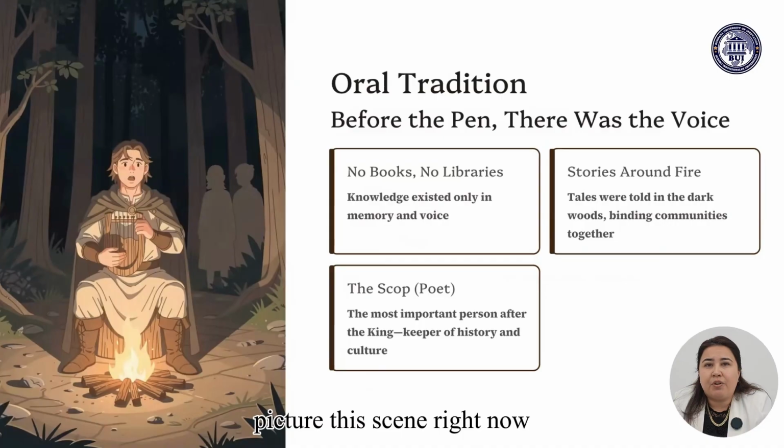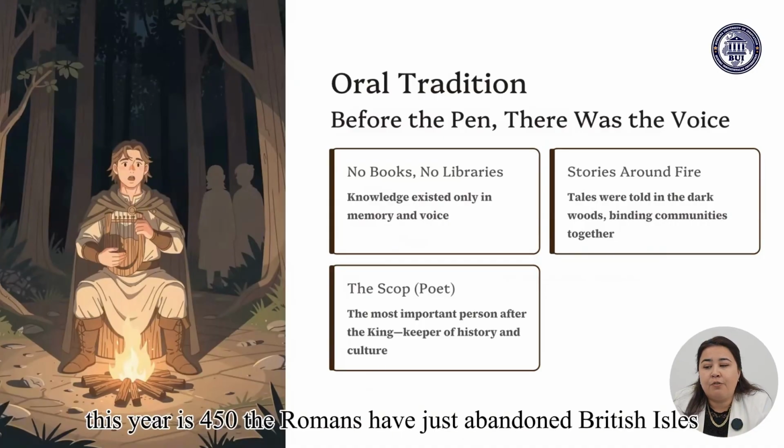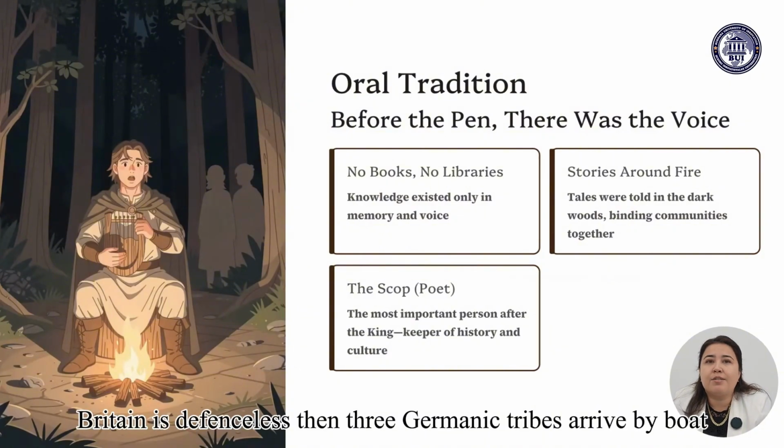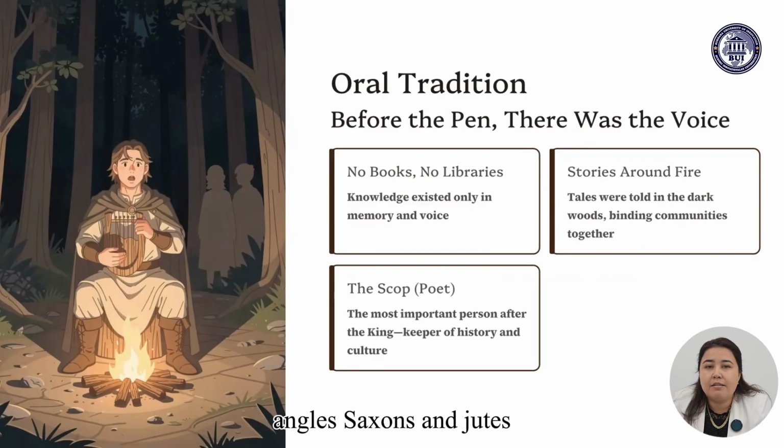Picture this scene right now. The year is 450. The Romans have just abandoned the British Isles. Britain is defenseless. Then 3 Germanic tribes arrive by boat: Angles, Saxons, and Jutes. They didn't come to write poetry. They came to fight and conquer.